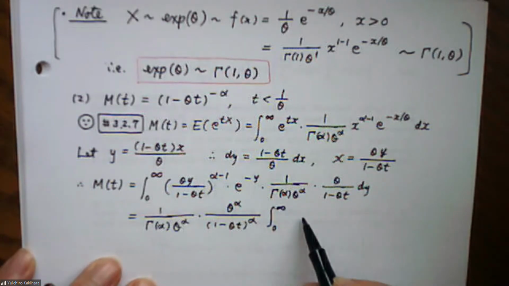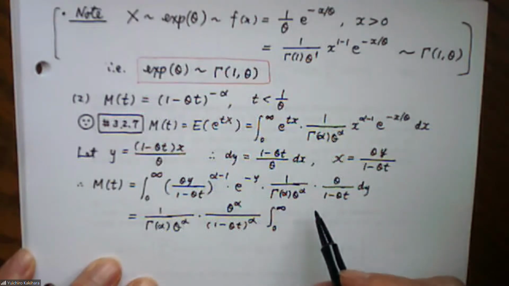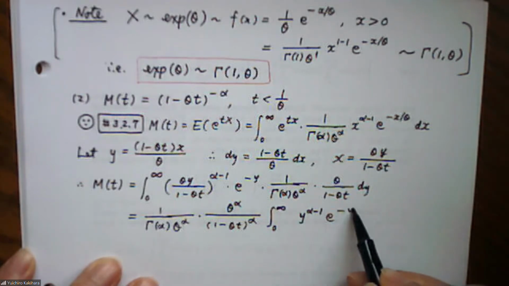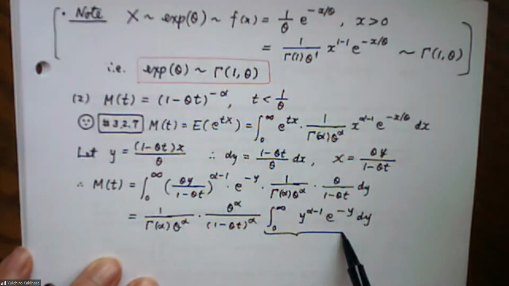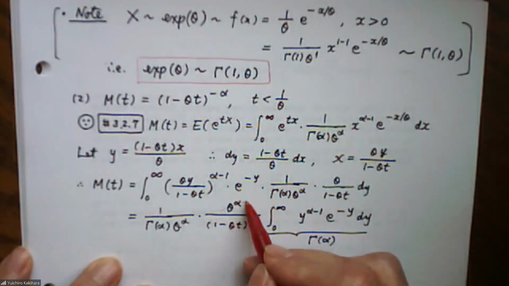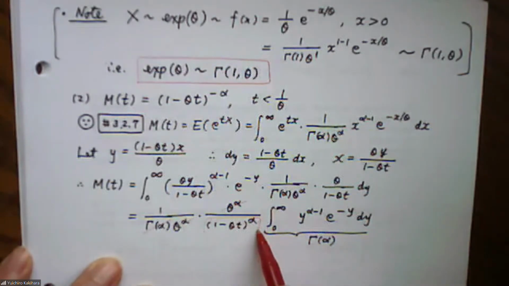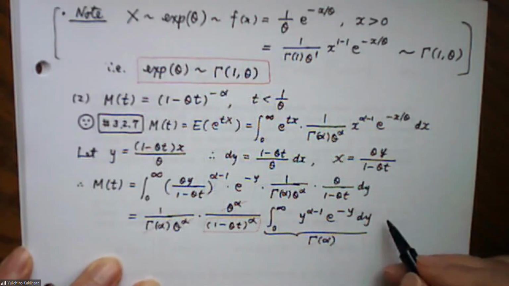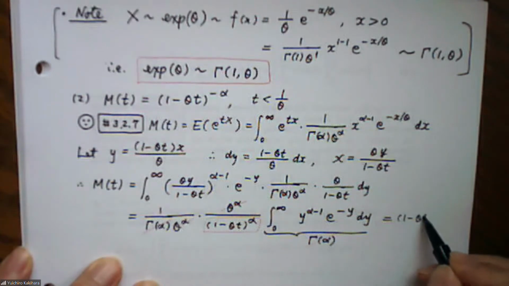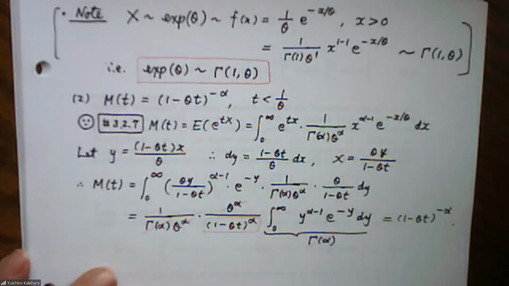So 0 to infinity of now what? Y to the alpha minus 1 times e to the negative y dy. Do you agree? Then this is the gamma function's value, gamma of alpha. And then you can see that we can cancel this and this, also this and this. The remaining one is only this. So this is 1 minus theta t to the power negative alpha. So this is the one.